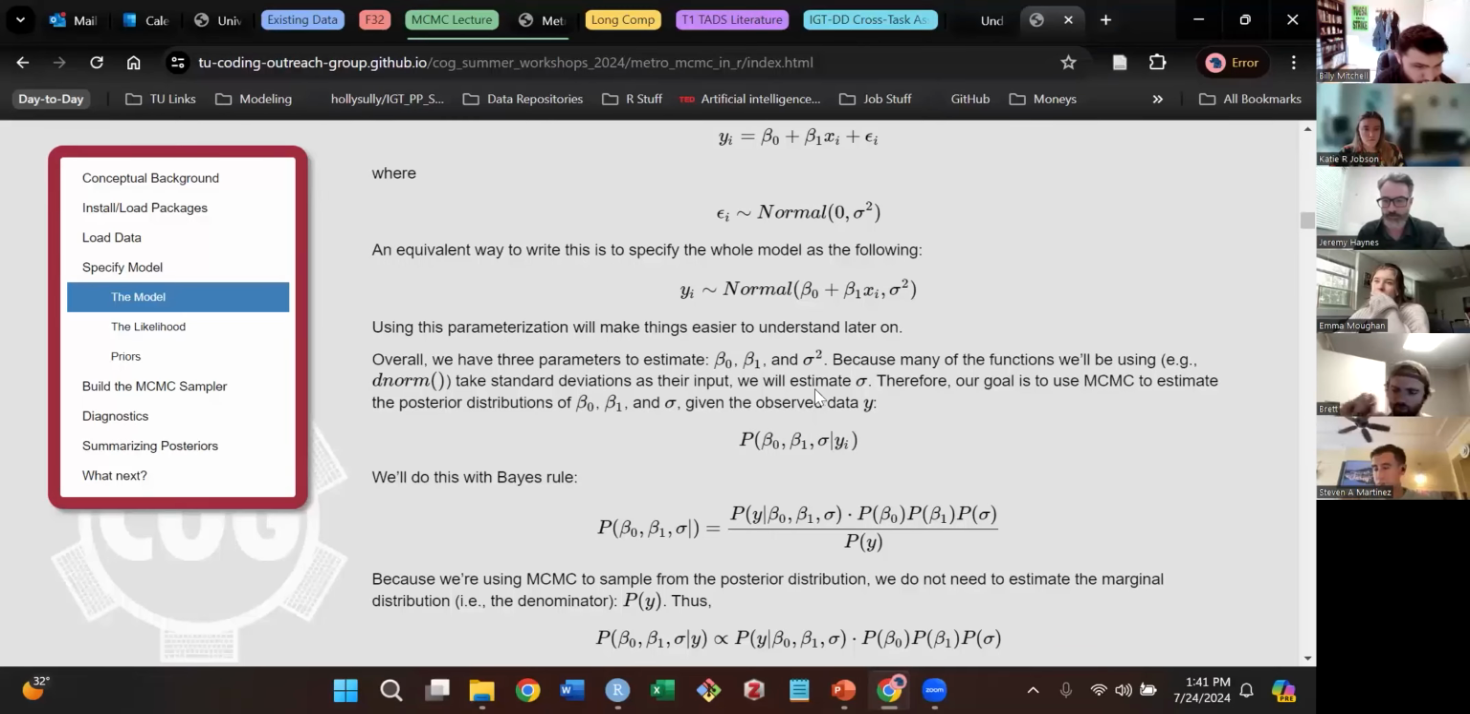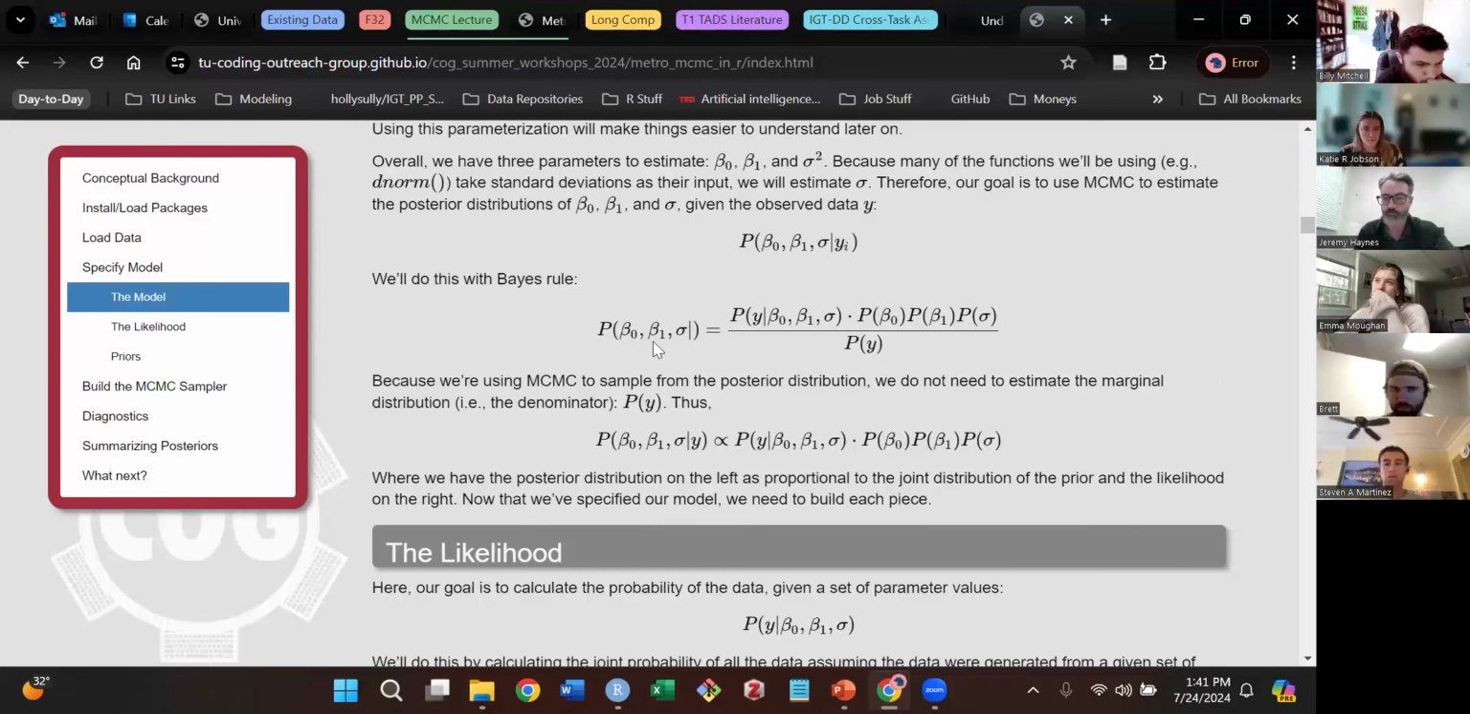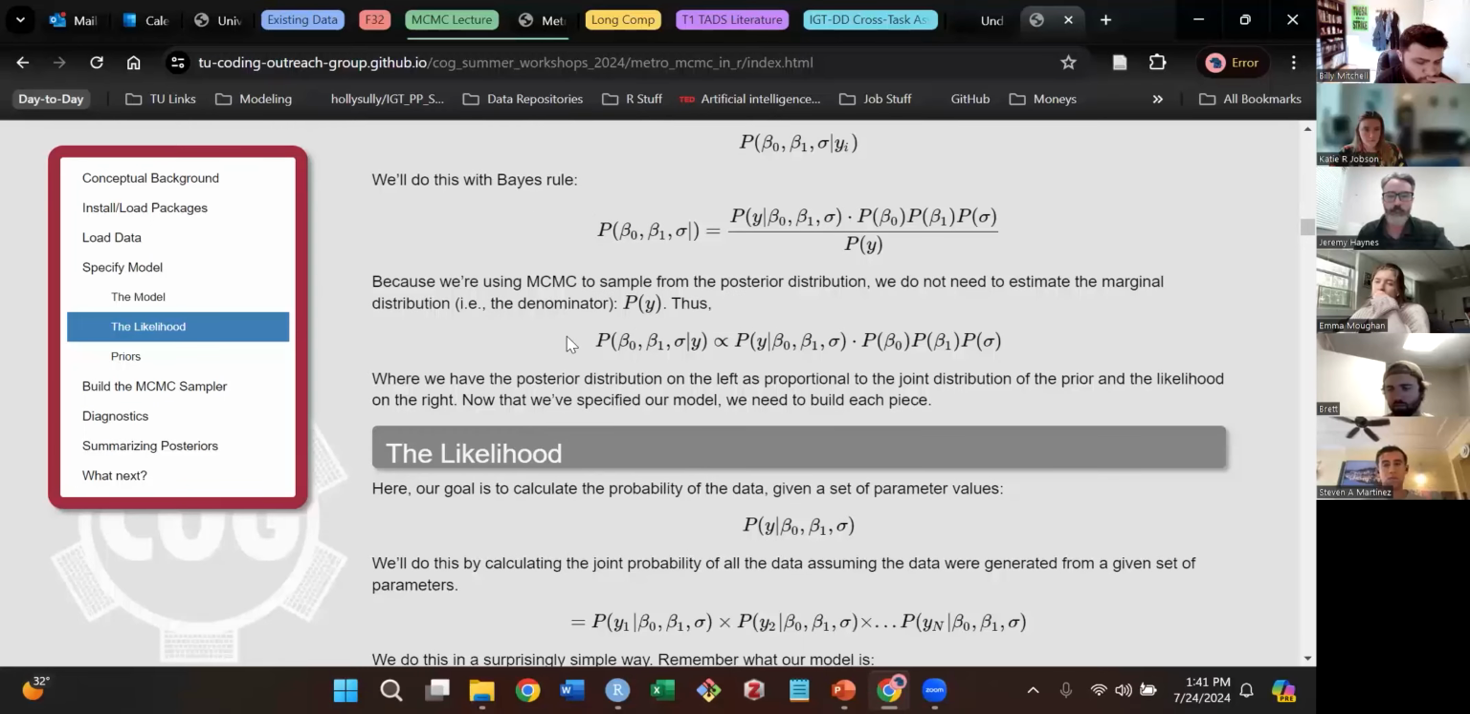And this is our ultimate goal. This is the posterior distribution. And we're going to do this with Bayes' rule, which we have here. But remember, we do not need the marginal distribution on the denominator. So we're going to sample from the joint distribution here on the right. All right. So this is the model that we want to get at. So we need to specify our likelihood and our priors.